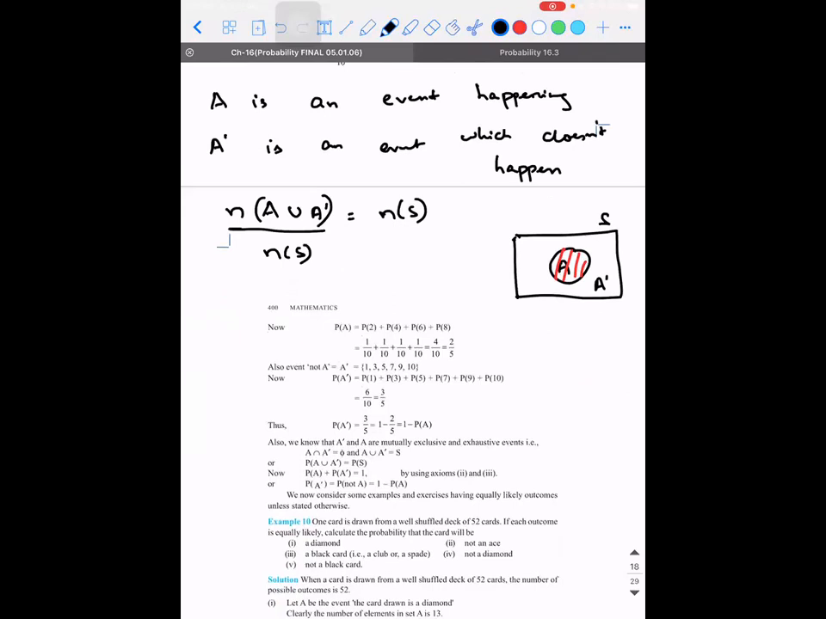So if I divide by N of S on both sides, what am I going to get? What is the name of this? The number of elements in a set divided by the number of elements in the sample space is the basic definition of what? Probability. So probability of A union A dash is equal to N of S divided by N of S, which is nothing but 1. Right? Am I clear till this step? Is there any doubt? Okay, please make a note till this step.